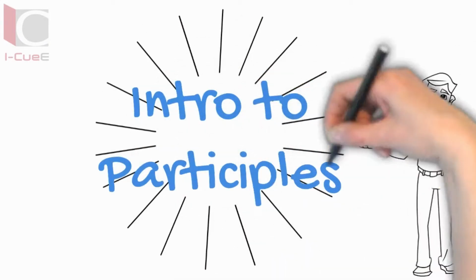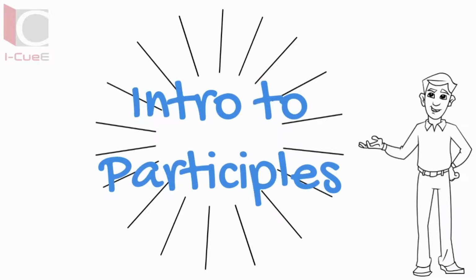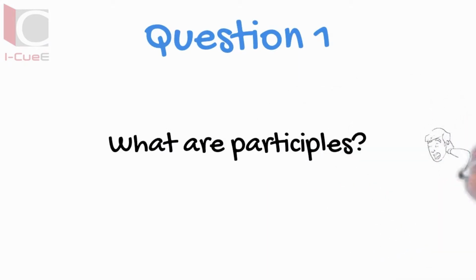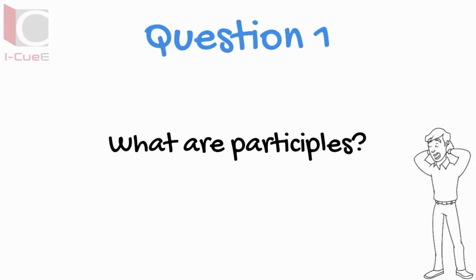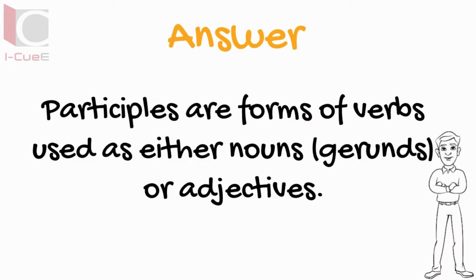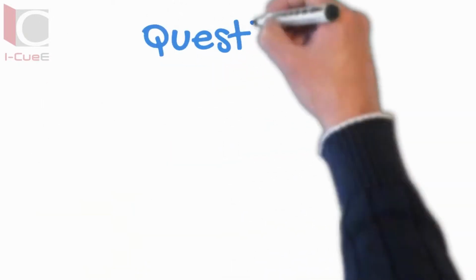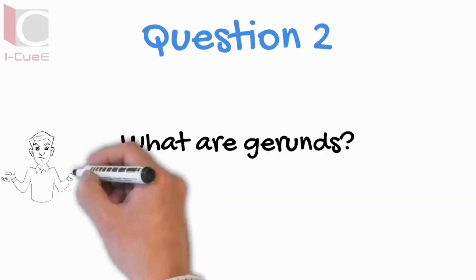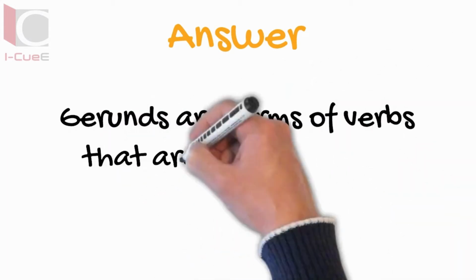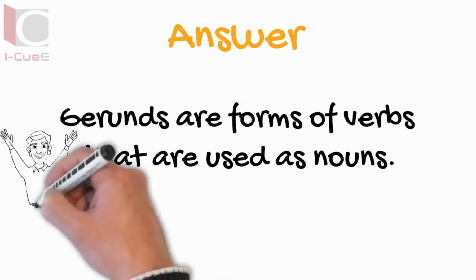Intro to Participles. What are participles? Participles are forms of verbs used as either nouns, gerunds, or adjectives. What are gerunds? Gerunds are forms of verbs that are used as nouns.